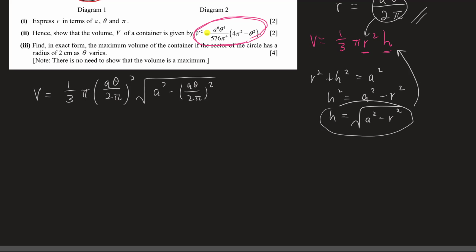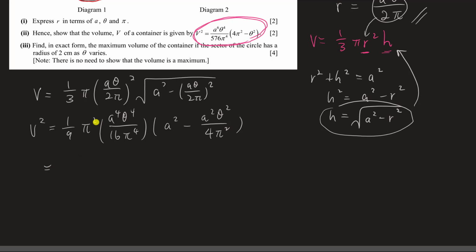So clearly we should square both sides, which should give us v squared equals 1/9 pi squared. This thing becomes power 4, so it becomes a to the power 4, theta to the power 4, 2 to the power 4, pi to the power 4. This has been squared, so it simply becomes a squared minus a squared theta squared over 4 pi squared. Sorry, I missed out one square here. Clean it up. What will I get?